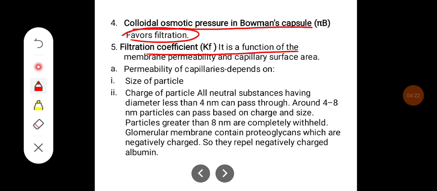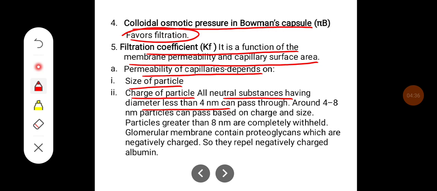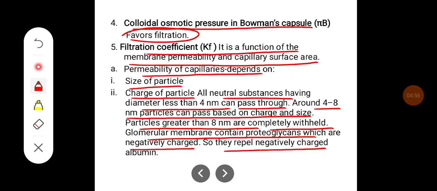Filtration coefficient is a function of membrane permeability and capillary surface area. And permeability of the capillaries depends on the size of the particle and the charge of the particle. All neutral substances having a diameter less than 4 nanometer can pass through. Around 4 to 8 nanometer particles can pass based on the charge and size. Particles greater than 8 nanometer are completely withheld. Glomerular membrane contains proteoglycans which are negatively charged, so they repel negatively charged albumin.